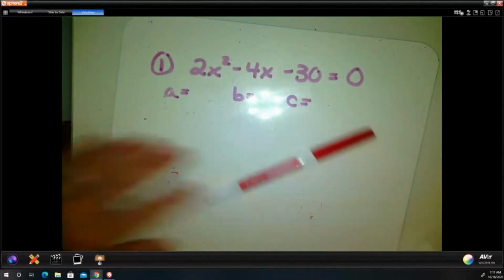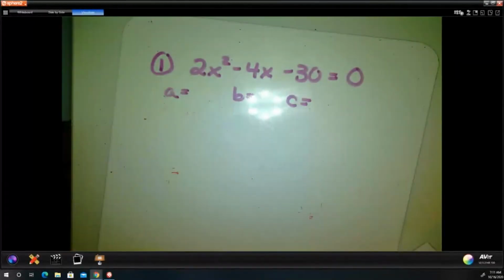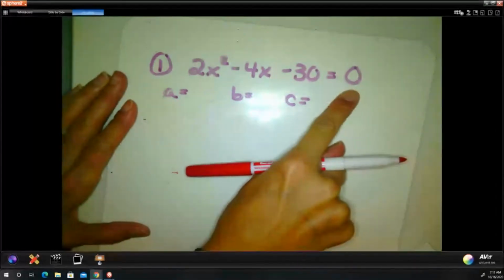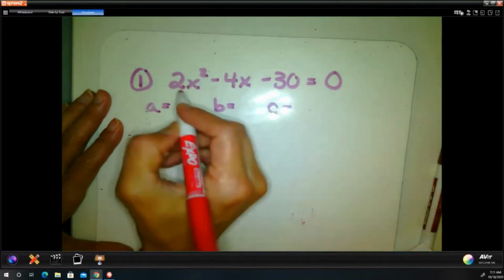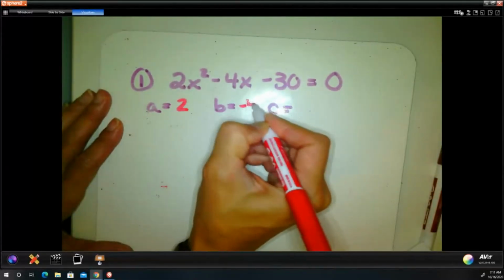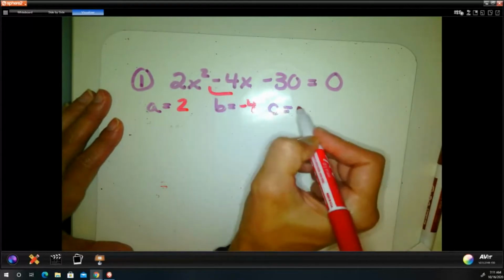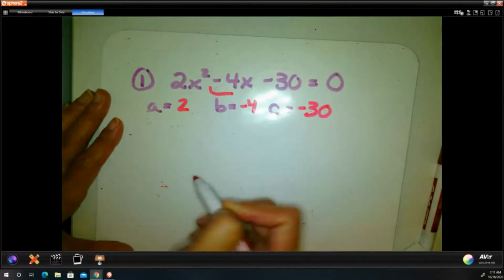I hear you guys can't really see when I write on the paper, so I'm going to do these 4 examples on the board. The first one is 2x squared minus 4x minus 30. You do want to make sure it's set equal to 0, and then you're just going to find your a, b, and c. So a is 2, b is negative 4. Make sure you grab the sign in front, and c is negative 30.